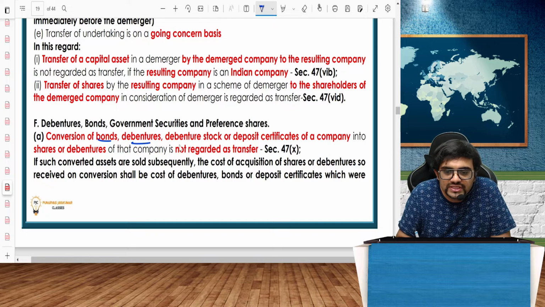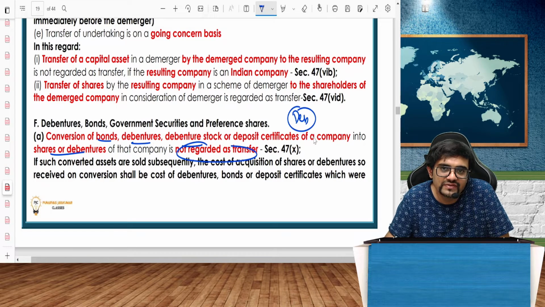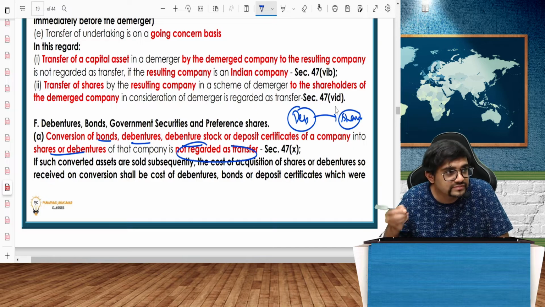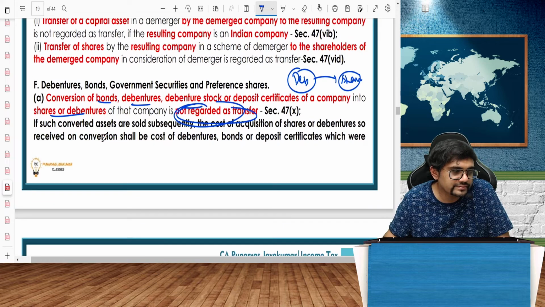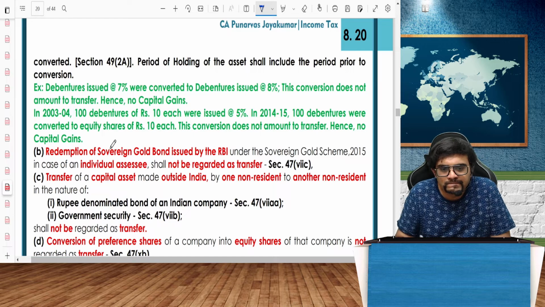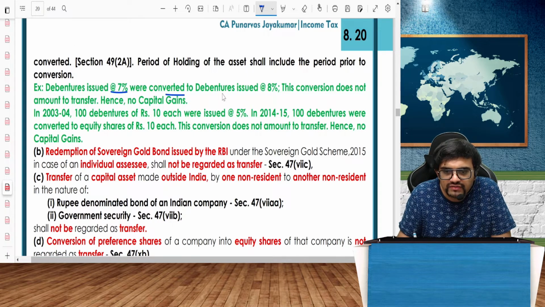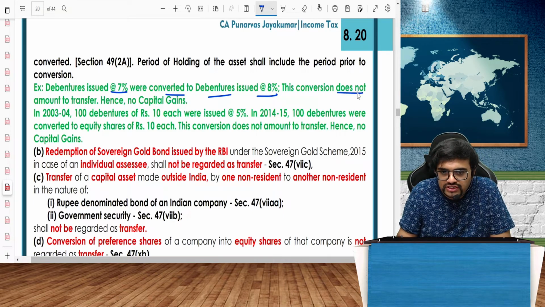Conversion of bonds, debentures, debenture stock into shares will not be regarded as transfer. Debenture is a liability in the company. Basically, the company will issue debentures. It will be a convertible debenture. The moment it converts to shares, it is changing the nature, but still it is not regarded as a transfer. Debentures issued at 7% were converted to debentures issued at 8%. The interest rate also changes. Conversion does not amount to transfer, no capital gains.